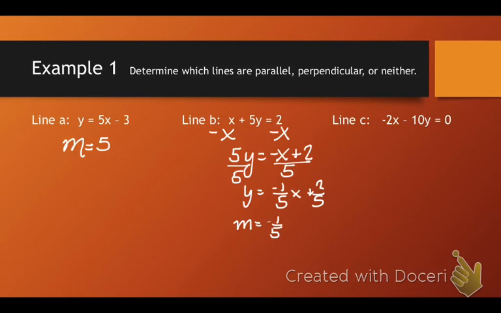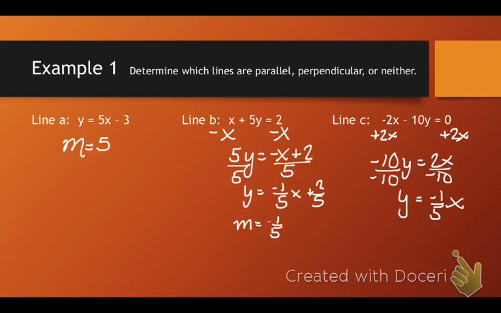Line C is in standard form. I'm going to add 2x to both sides. Gives me negative 10y equals 2x. Divide each side by negative 10, and I get y equals negative 1/5 x. From this, I can see that I have some slopes that are the same. Line C has the slope of negative 1/5. Since both B and C have equivalent slopes, I'm going to say that line B is parallel to line C.